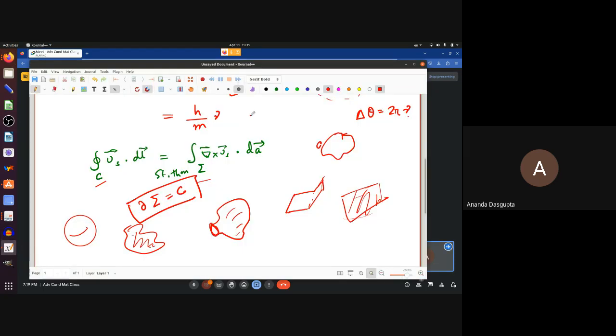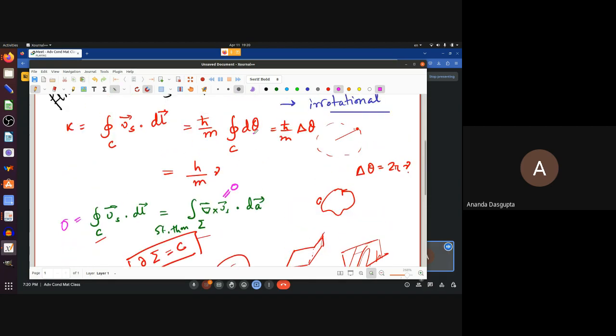So that's the relationship. This is how you relate the two. But what is important for us is that in superfluid flow, curl of V is zero, right? So if curl of V is zero everywhere inside the loop, then this integral has to be zero, right? So we are facing a problem.